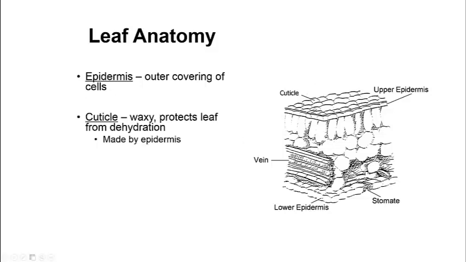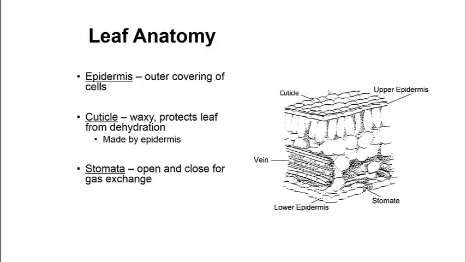So the cuticle is waxy, and it is created and made by the epidermis, and it protects the leaf from dehydration. It also keeps environmental pollutants and things out of the leaf, and will also keep herbicides out of leaves if they're not designed to defeat the cuticle.